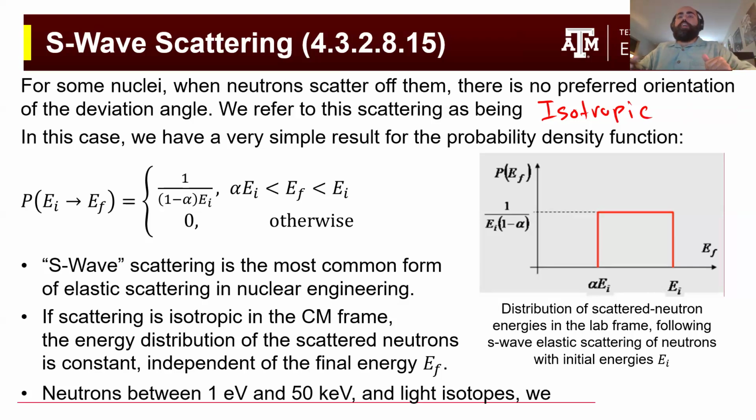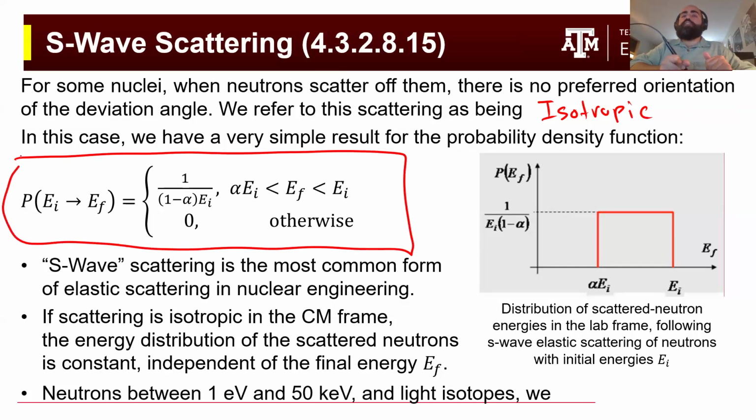So this right here is what the probability density function looks like for an S wave scatterer. Like if you have hydrogen, or a nucleus that can be approximated reasonably as an S wave scatterer, which we just saw for all of the nuclides, if we were between 1 and 50 keV, it basically was S wave. Those distributions were basically flat.